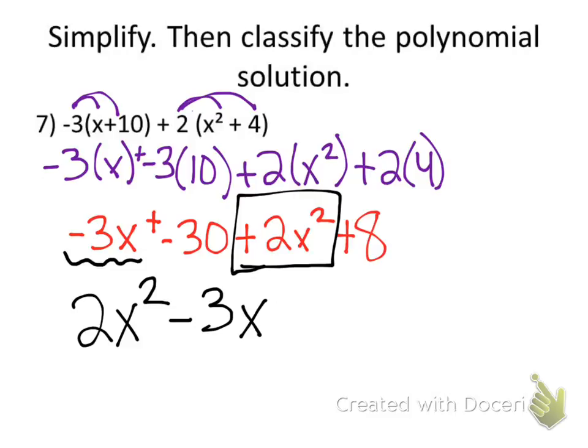And then another place to be very careful with your signs. This is a negative 30 plus 8. So we're going to subtract the numbers, keep the sign of the larger number. So my answer back here is going to be a negative. The term is negative, and it's negative 22.